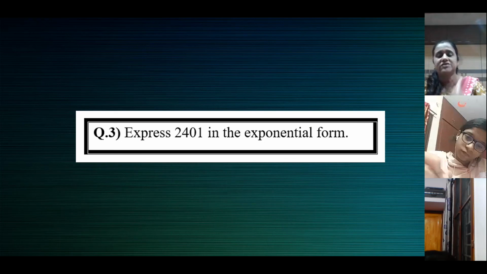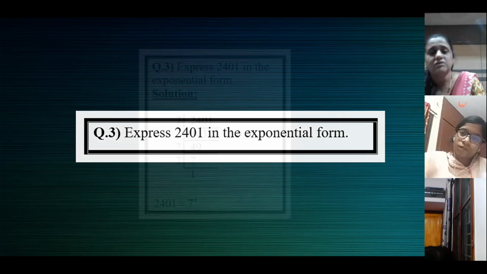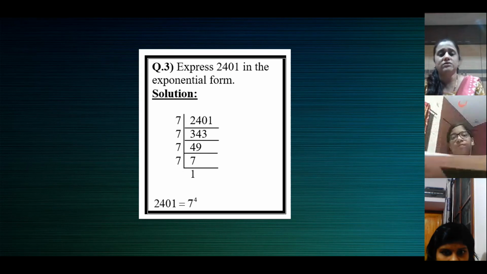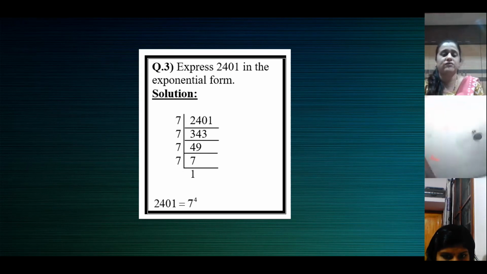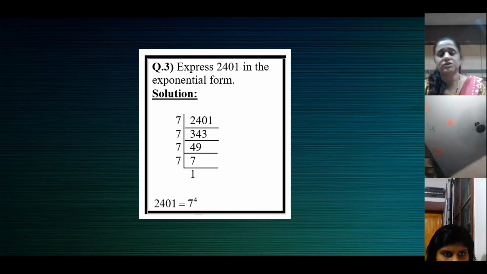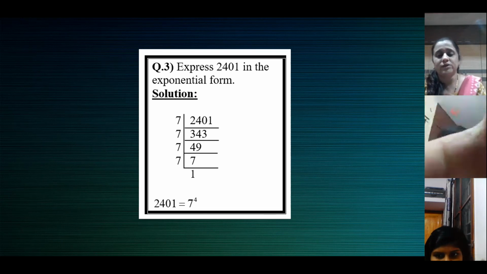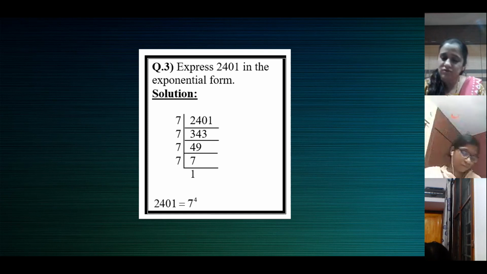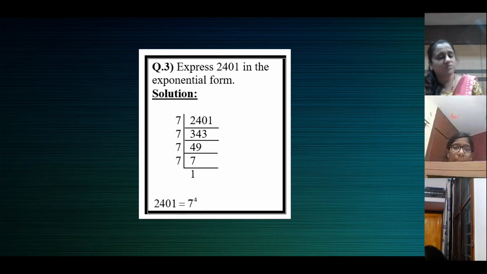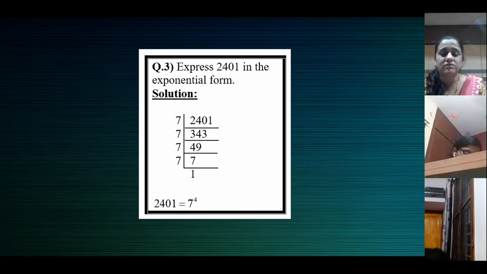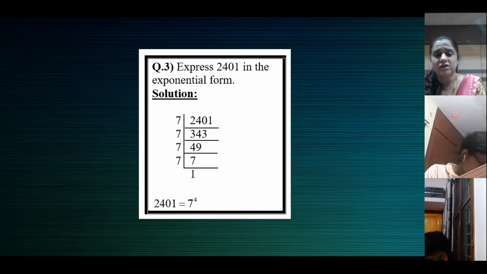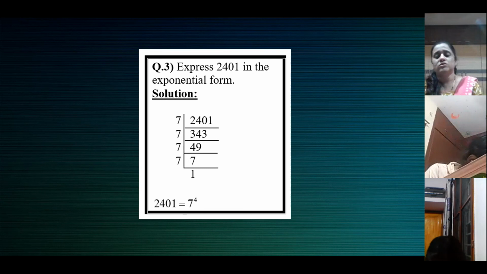Express, you can complete this. Take the answer, take a screenshot. Express 2401 in the exponential form. When you try to divide this number by 2, it is not divisible. By 3, it is not divisible. By 5, it is not divisible. How do we know that we should use 7? You please start from 2. We start from prime number 2.